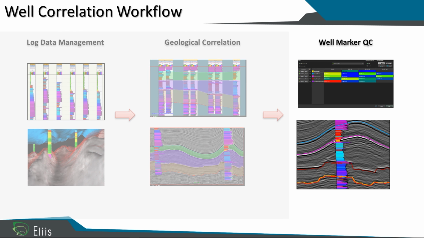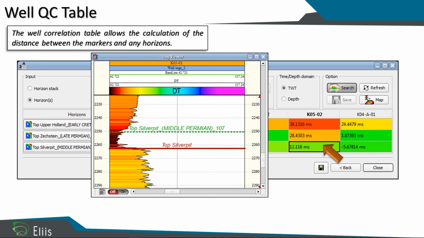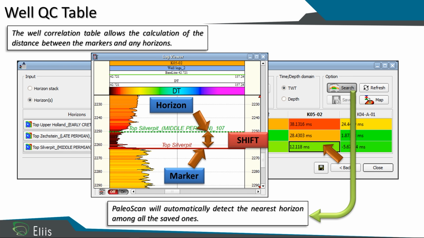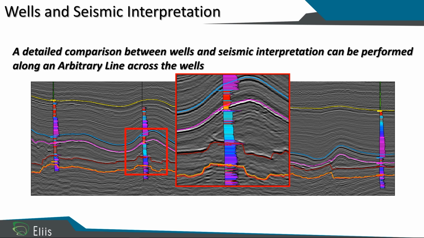Then, those mismatches can be quantified thanks to the well QC table. Additionally, PaloScan automatically detects the nearest horizons. The result can be compared with the log viewer. Finally, this analysis can be combined with arbitrary lines along wells.